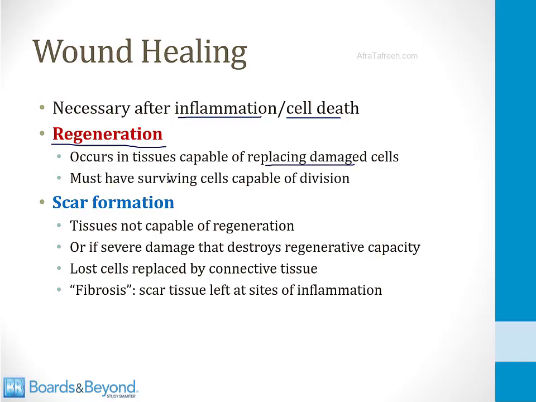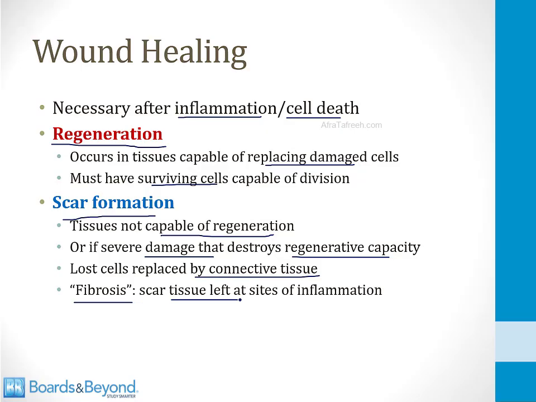For example, if they have surviving cells capable of cell division or if the damage has been minor. The other way our body deals with wound healing is through scar formation. This occurs in tissues that are not capable of regenerating lost cells or in tissues where there was severe damage that destroyed the normal regenerative capacity of the tissues. In scar formation, lost cells are replaced by connective tissue. This is a process known as fibrosis, where scar tissue is left behind at sites of inflammation.